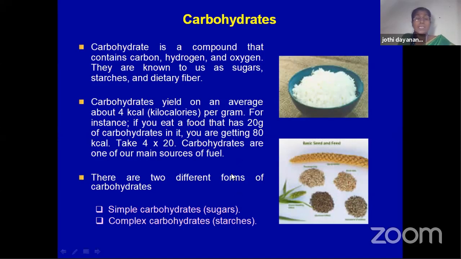Carbohydrate, as I said, gives you 4 kilocalories per gram. So if you eat a food that has 20 grams of carbohydrate in it, you get 80 calories. That is, take 4 into 20, which becomes your fuel. There are two different forms of carbohydrate, simple carbohydrate and complex carbohydrate.